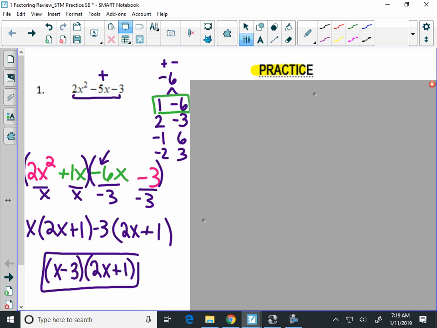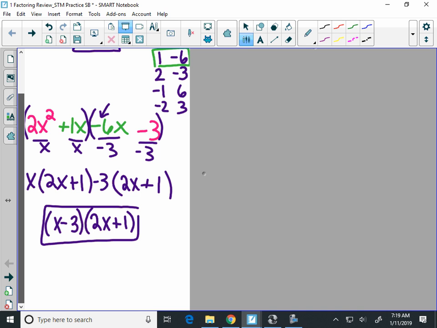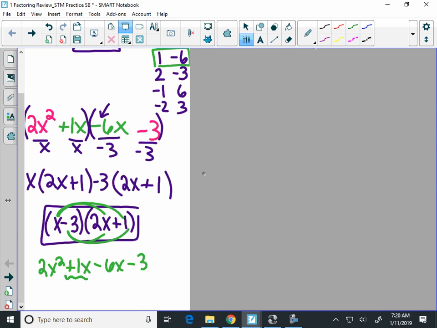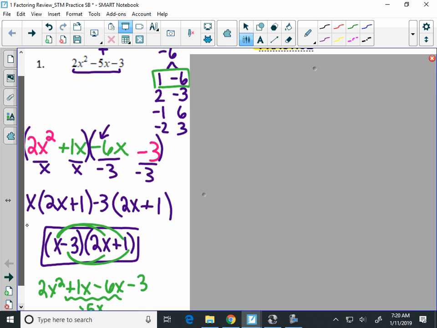If you wanted to check your work here, you would use the distributive property. You take x times 2x, which is 2x squared, x times 1, -3 times 2x is -6x, and -3. And if you combine these terms here together, you get -5x, and that's exactly what you started with.